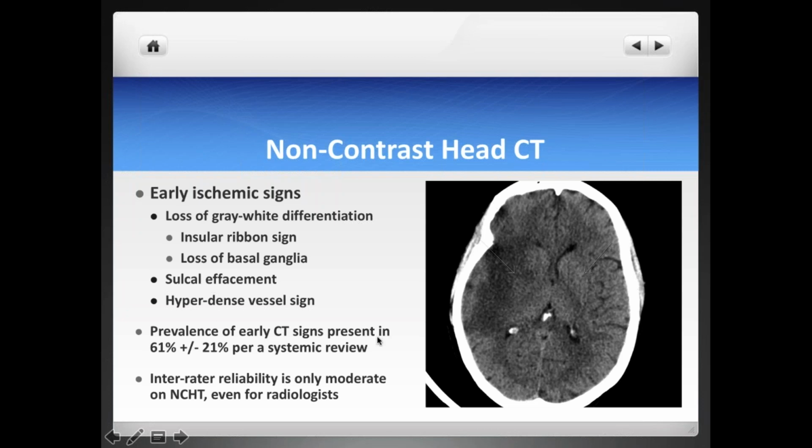Prevalence of early CT signs: they are probably present in more or less 60%, give or take, given the reviews that we have so far. So not always seen, but sometimes seen, and when you see them, they could be very important for reasons that I'm going to talk about in a moment.